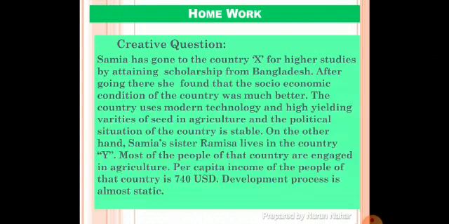My dear students, I have kept a creative question as your homework. Samia has gone to country X for higher studies by attaining a scholarship from Bangladesh. After going there, she found that the socio-economic condition of the country was much better. The country uses modern technology and high-yielding varieties of seed in agriculture, and the political situation of the country is stable. On the other hand, Samia's sister Ramisa lives in country Y. Most of the people of that country are engaged in agriculture. Per capita income of the people of that country is 740 USD. Development process is also static.